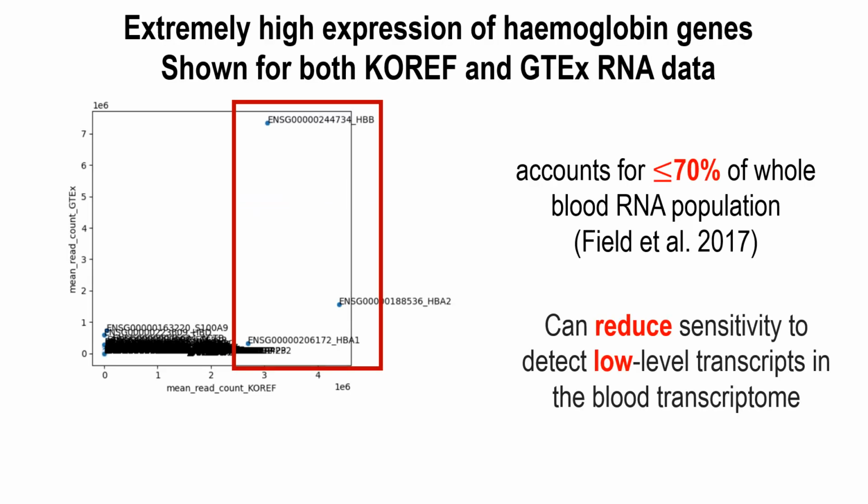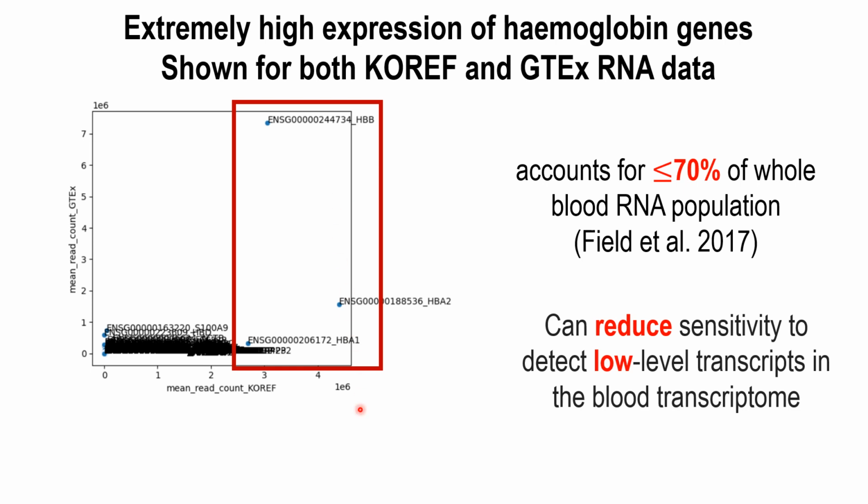Before getting in depth, the reason why we decided to do a review on this particular topic is because of this scatter plot. On the x-axis is the mean read count for correct RNA data, and on the y-axis is that of GTEx. For those of you who don't know, GTEx is a public database for RNA-seq data. As you can see on this scatter plot, there's a really high expression of this particular gene family, namely HbA1, HbA2, and HbB, which are all hemoglobin or globin genes.